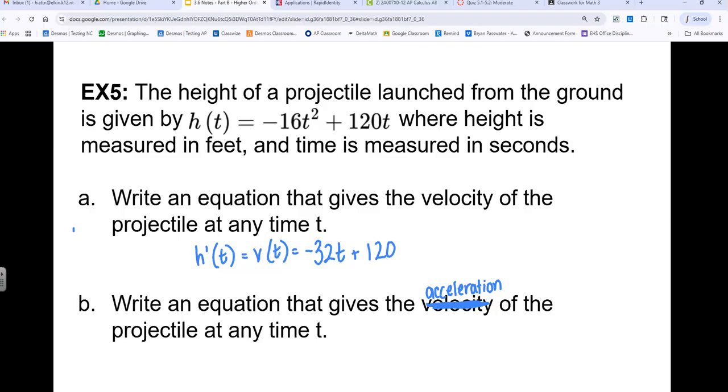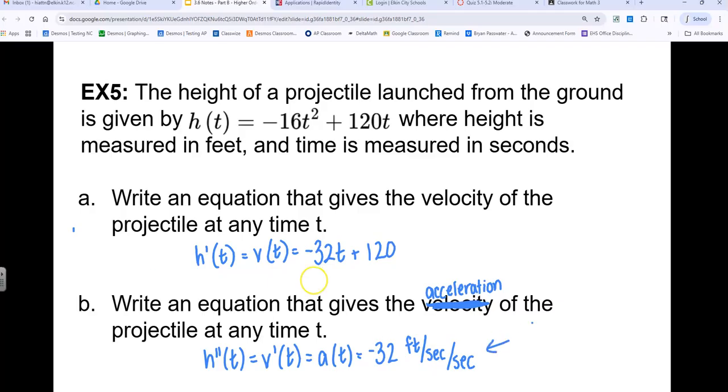Oops. All right, so if I want acceleration, I could then take the derivative of what I just had, right? So I could either call it h double prime of t, or v prime of t, or, let's switch it to an a because that's what we usually do for acceleration. What's my acceleration? Negative 32. And the units on that would be feet per second per second.